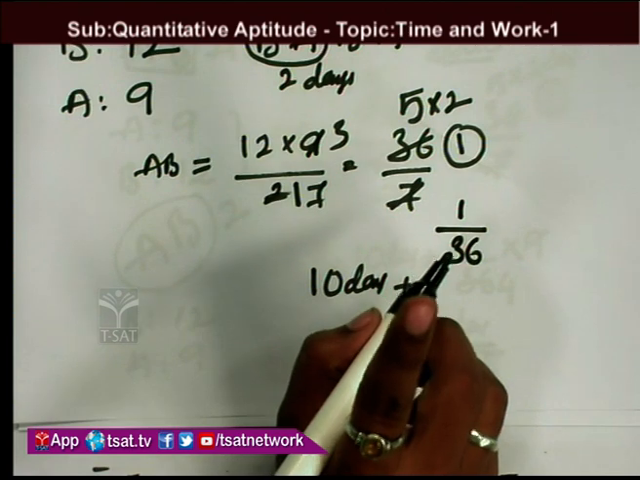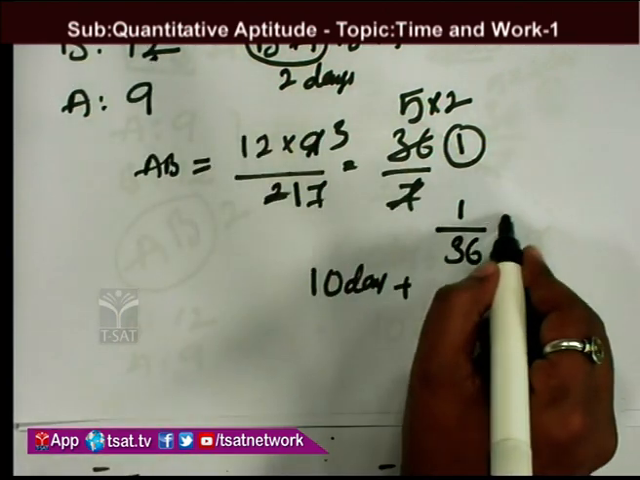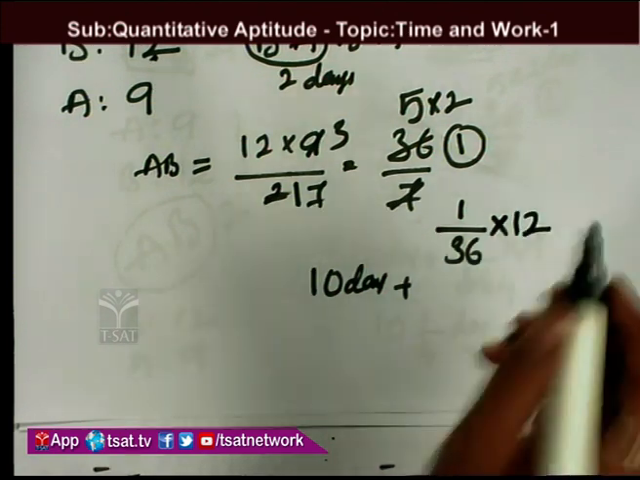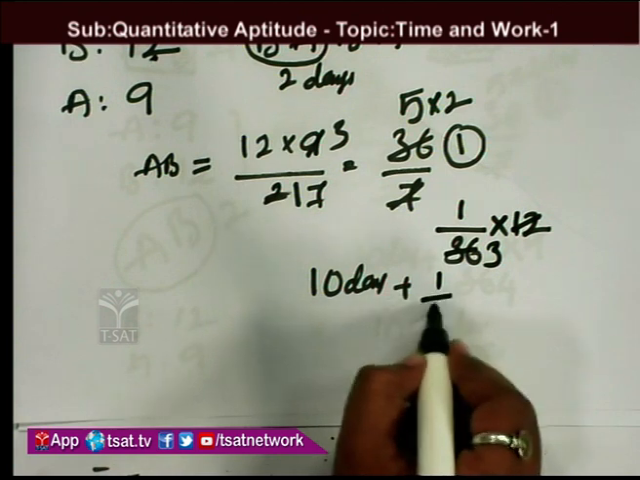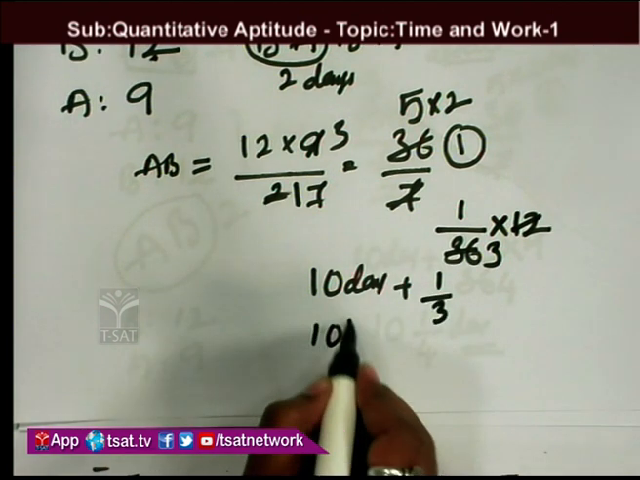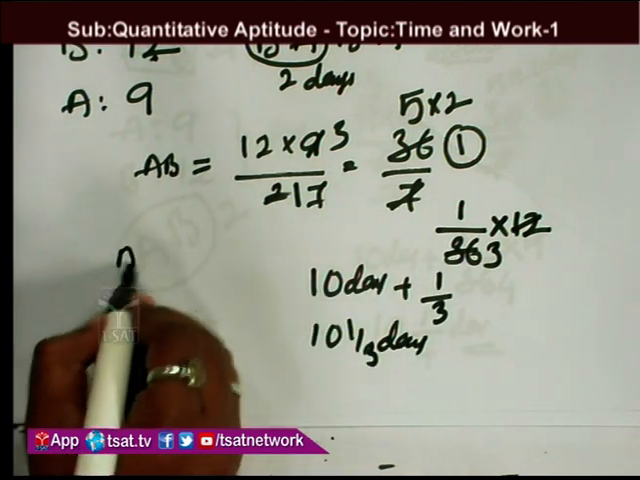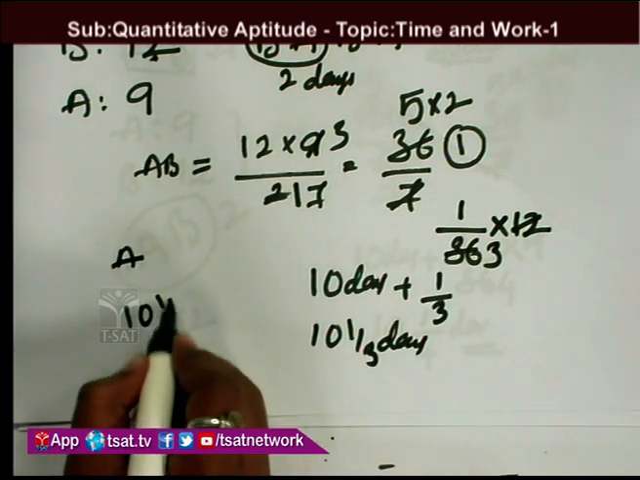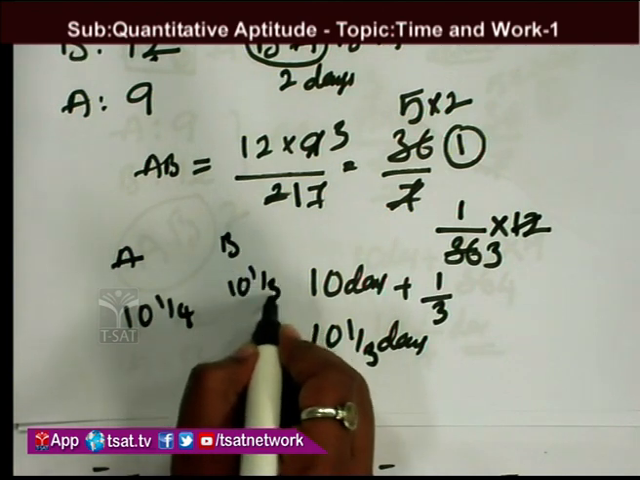The condition is who begins the work? B begins the work. So now B takes 12 1s are 12, 3s, the value is 1/3, so 10 1/3 days. The same question: if A begins, the work will be completed in 10 1/4 days, as before. If B begins, the work will be completed in 10 1/3 days.